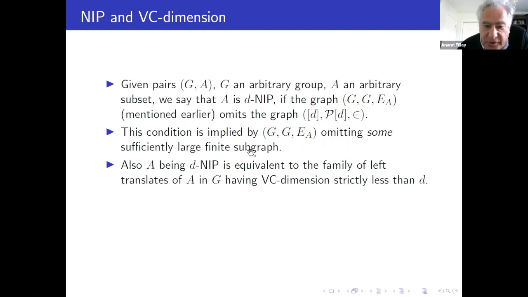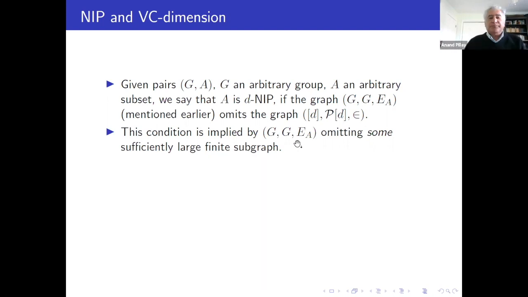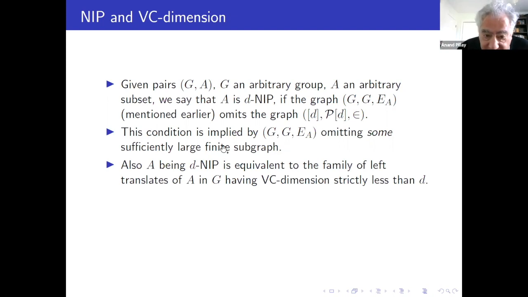And A being also, so this implies that in some sense, emitting this graph is a kind of universal condition of emitting some finite graph. So these are fundamental graphs in terms of emitting something. And A being NIP is equivalent to the family of left translates of A in G, a family of subsets of G, having VC dimension strictly less than d. So this is about the VC dimension of the family of translates, and about the associated bipartite graph omitting some specific graph, okay?